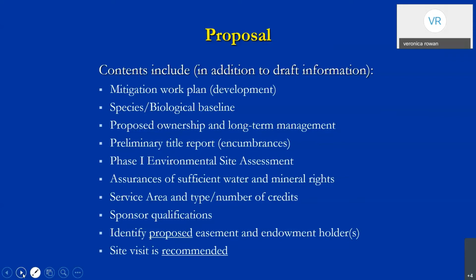The service and the agencies want to see what their qualifications are and whether or not these entities will be acceptable. I think Charlotte discussed the nonprofit organizations, and that's generally what we end up seeing as the proposed easement and endowment holders. There's a lot of information, and there are questions that the agencies will ask, and they could ask for more information pretty much at any time.